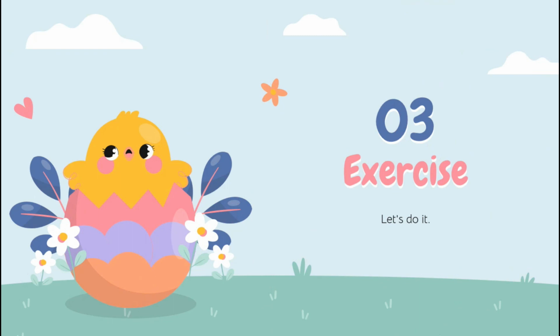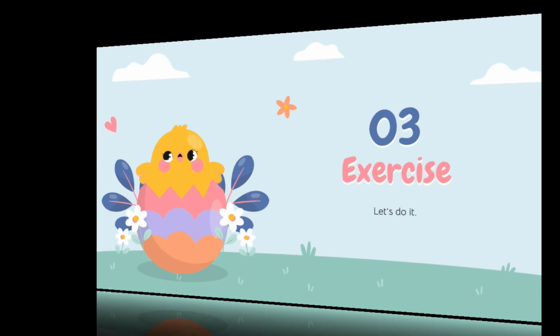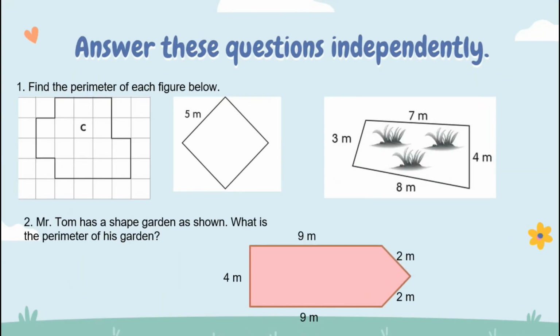Exercise. Let's do it. Answer these questions independently. Number 1, find the perimeter of each figure below. Number 2, Mr. Tom has a shaped garden as shown. What is the perimeter of his garden?